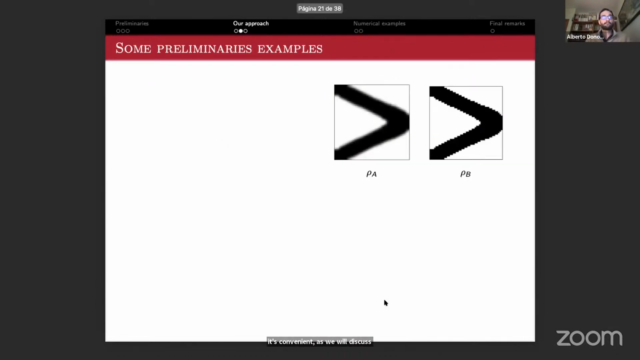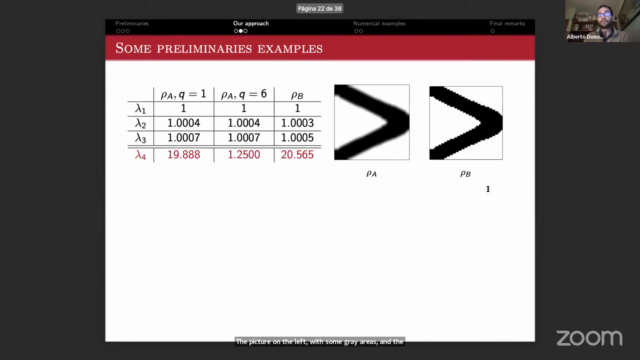Okay, so to see how our approach works, let's consider two optimized structures. The picture on the left with some gray areas, and the picture on the right, black and white. When computing the first four eigenvalues, we observe the following. The first eigenvalue is always 1. Remember, we use shifting. And the second and the third eigenvalues are almost 1, but they are not 1 because of the W-min parameter. And the fourth eigenvalue is greater than 1.